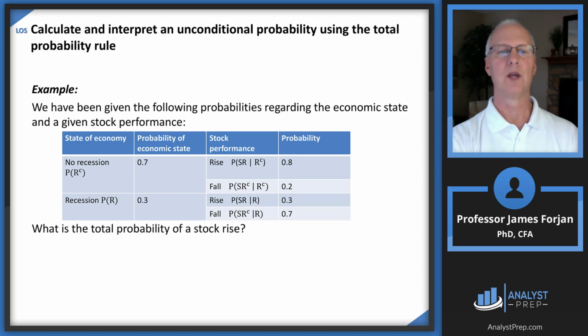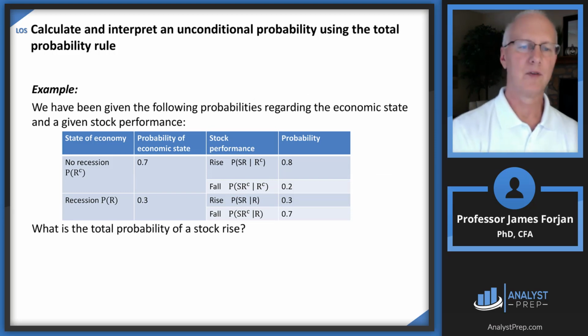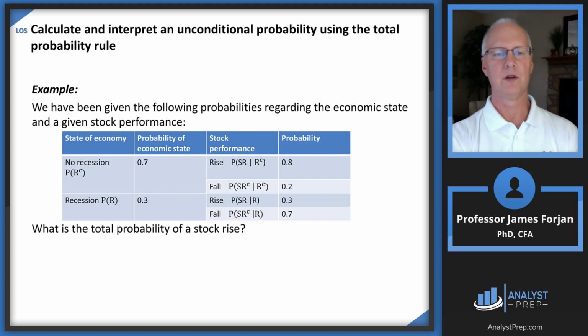Let's take a look at an example here. So what do we have? Two states of the economy, no recession and a recession. So note that no recession is the probability of R with the complement, with the C up there, and then the recession is just the probability of a recession. And those are 70% and 30%.